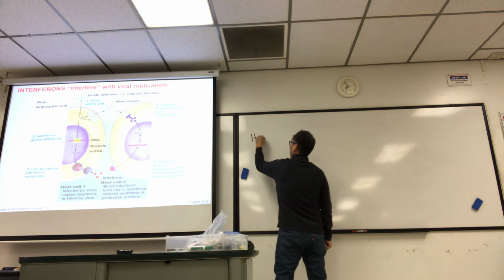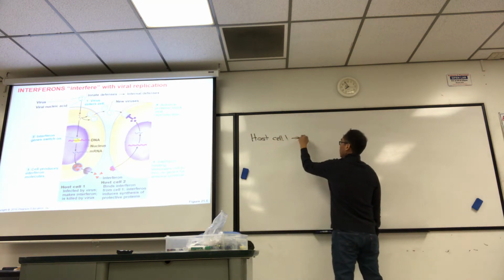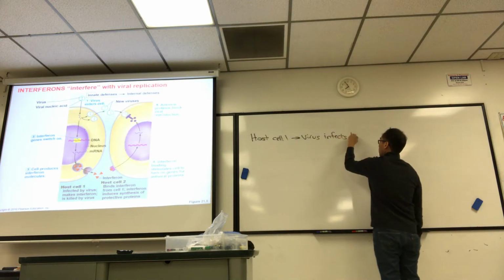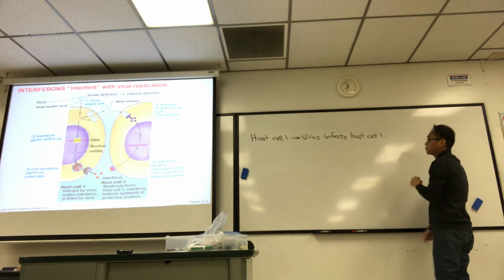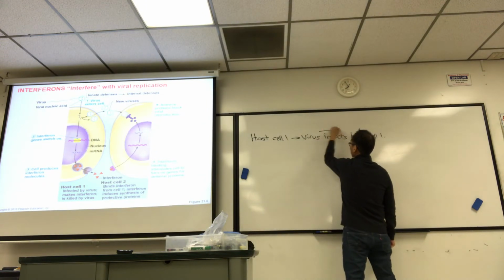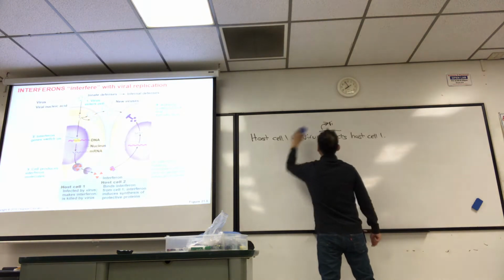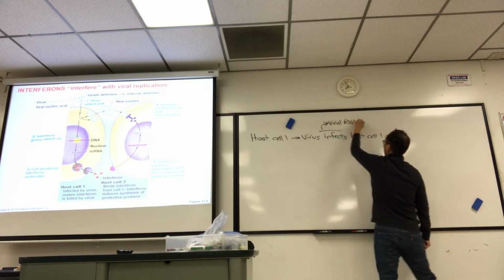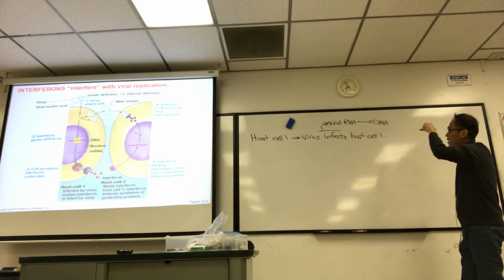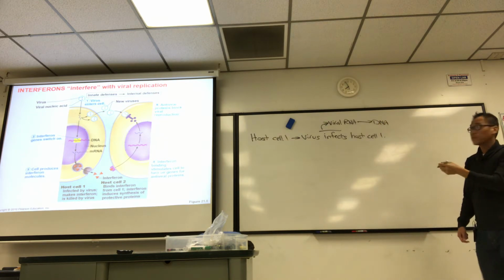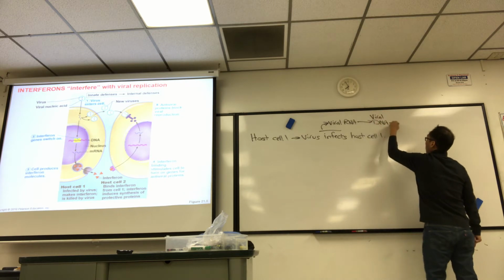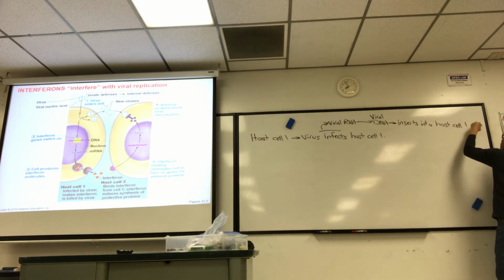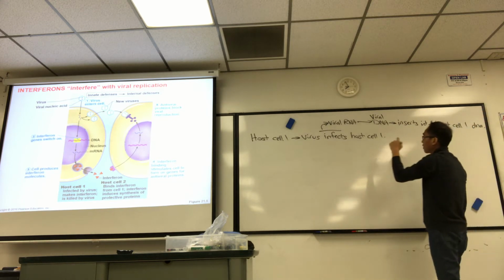Host cell 1. Virus infects host cell 1. It does that by hijacking. The viral RNA is converted to DNA, and that viral DNA inserts itself into the host genome. So viral DNA inserts into host cell 1 DNA. There's a reverse transcriptase that allows RNA to go back to DNA.